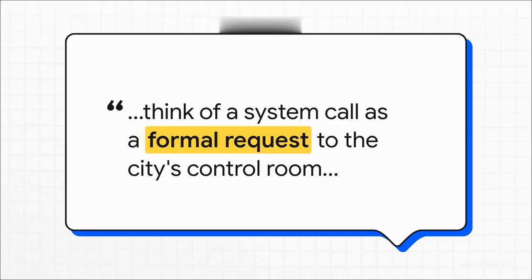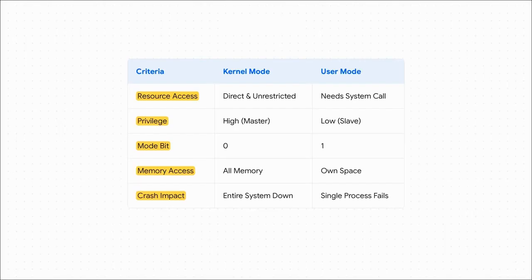It just fills out the paperwork, hands it to the staff, the kernel, and the staff takes care of the rest behind closed doors. Okay, this table really lays out the power dynamic perfectly. On the left, you've got kernel mode. It's the master, the privileged one. Its mode bit is 0, giving it access to literally all the hardware and memory. But on the right, user mode is the slave. Its mode bit is 1, and it's stuck in its own little memory sandbox.